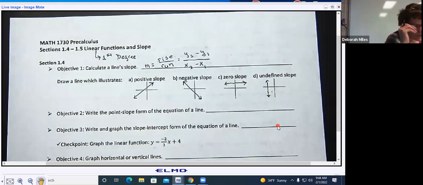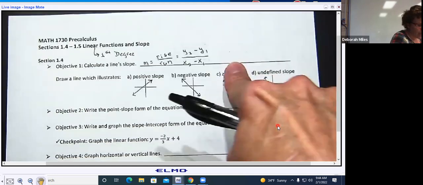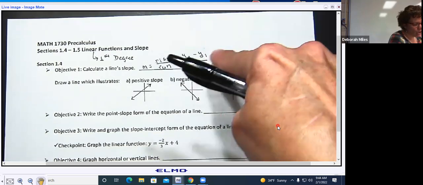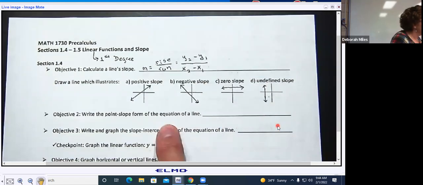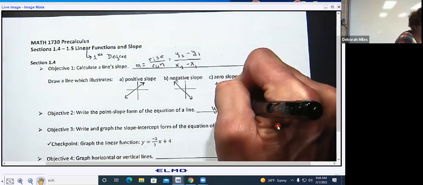All right. What about point slope form of the equation of a line? Now that we know the slope of a line, if I give you a point and a slope and ask you to find the equation of a line, then point slope form is what you use. That's why it's named that. Can you tell me, do you remember what that is? Perfect.